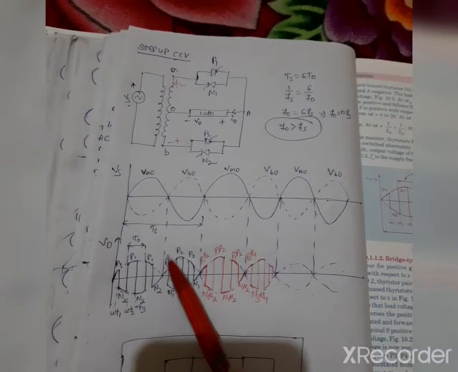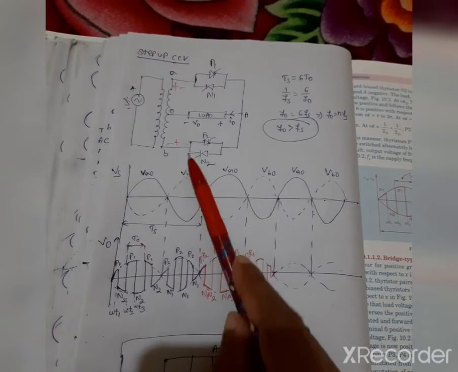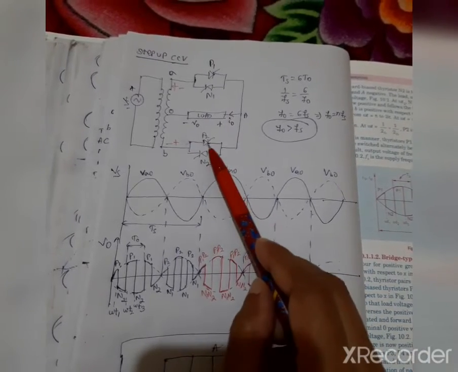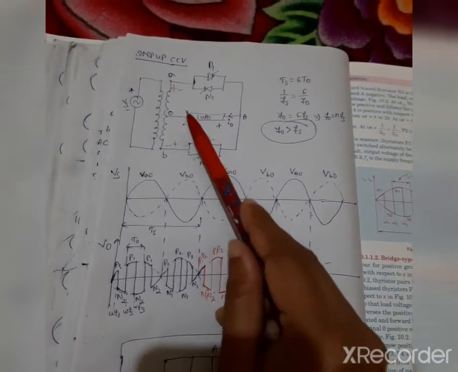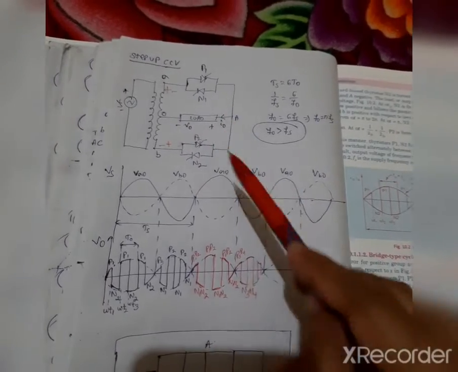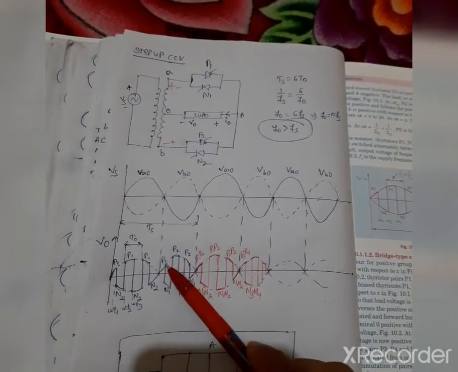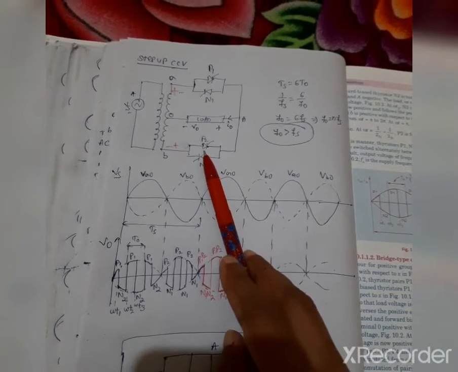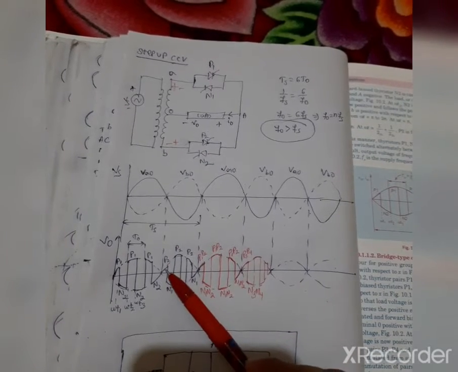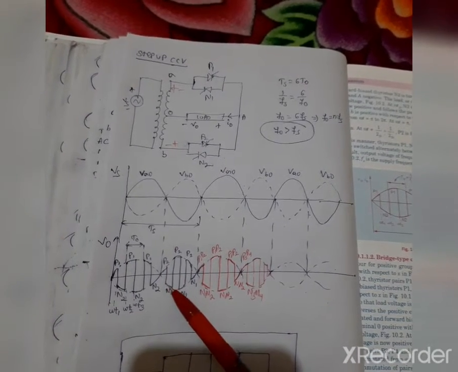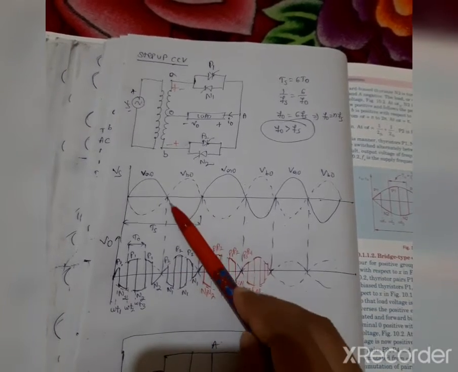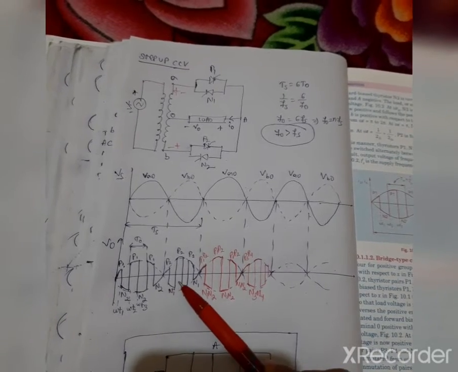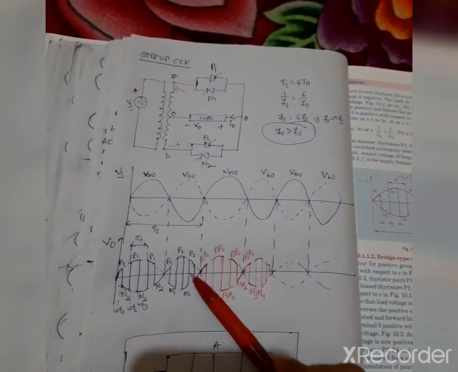Then the negative half cycle appears across here, that means B positive, A negative. B positive means P2, and A negative means N1. So P2 and N1 are forward biased. Here P2 conducts, so first we give the gate pulse to P2. P2 conducted, then it is force commutated. Once P2 is force commutated, N1 is forward biased at this point, so we give the gate pulse to N1, then again P2, then N1, P2, N1, like this.